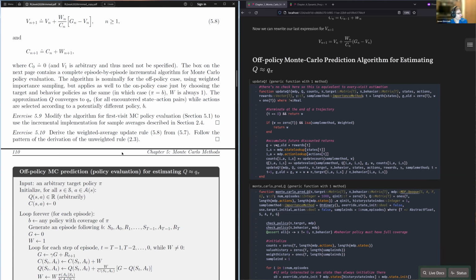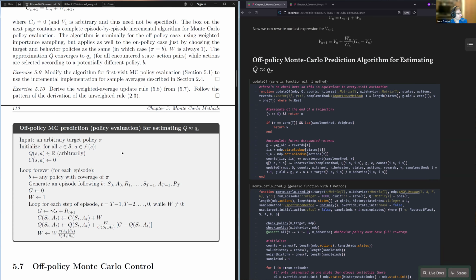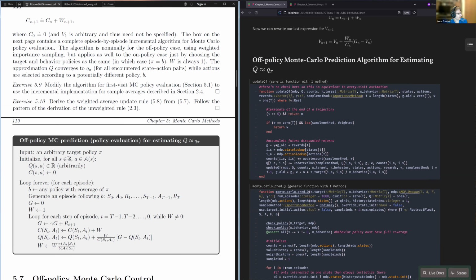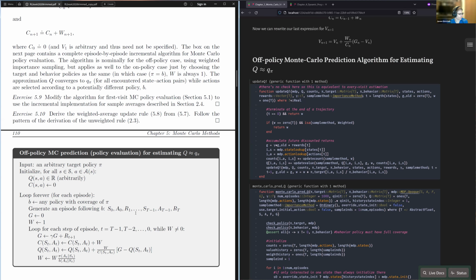Derive the weighted update rule. This is just the same. Actually, no, this is the first time they show code for off-policy prediction, right? Because previously they mentioned it for the value function, and this is just showing what it is for the action value function. And it's almost the same. It's just that instead of keeping track of the state value samples, we keep track of the action value samples.